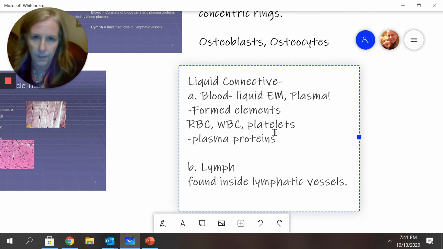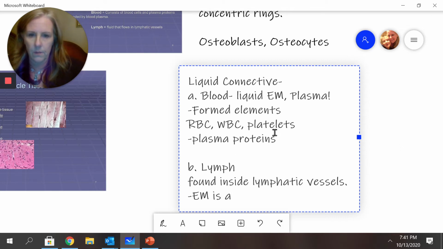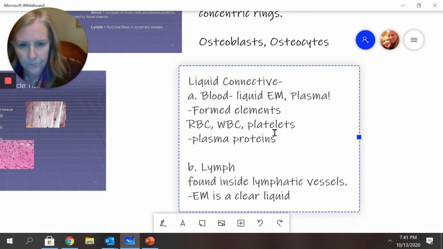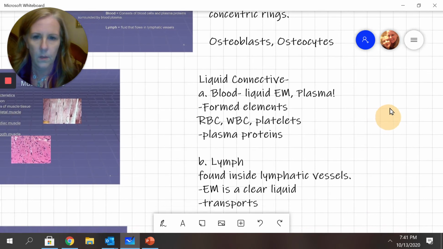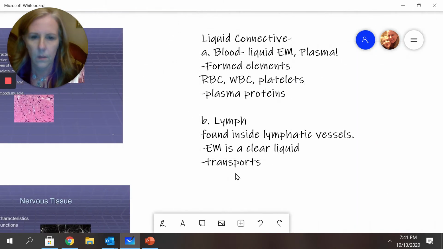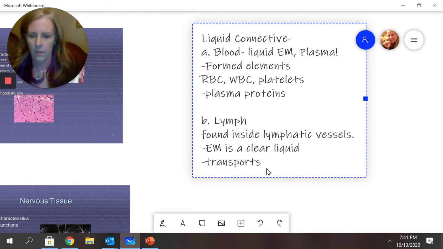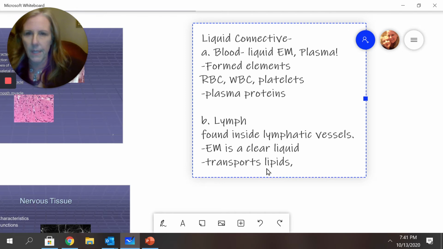The clear liquid that's found in lymph is the extracellular matrix. So extracellular matrix is a clear liquid. Okay, what does this liquid do? It mainly transports lipids and immune cells.